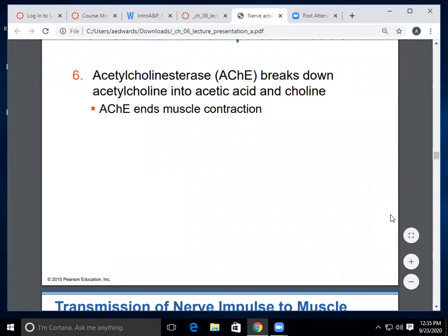So fortunately, your body has an enzyme called acetylcholinesterase. Okay, remember -ase is an enzyme, and its job is to break down acetylcholine. And what does it break it down into? It breaks it down into two parts: acetic acid and choline. So by breaking down the acetylcholine, acetylcholinesterase will end muscle contraction.